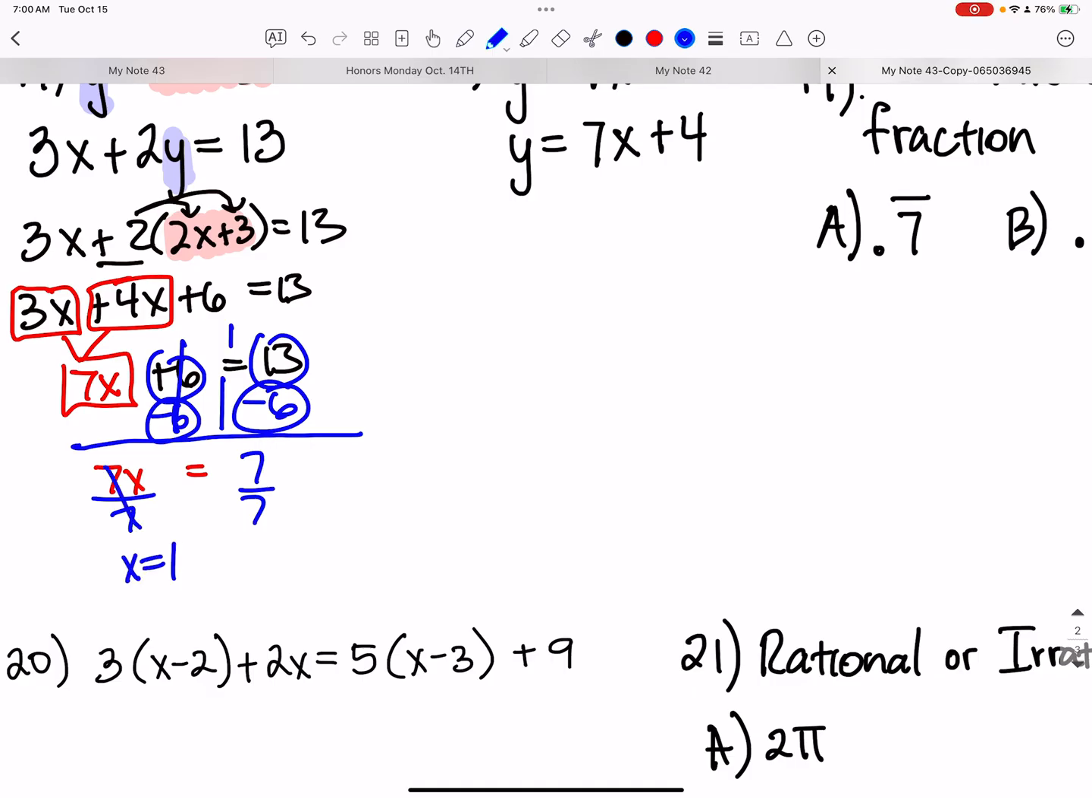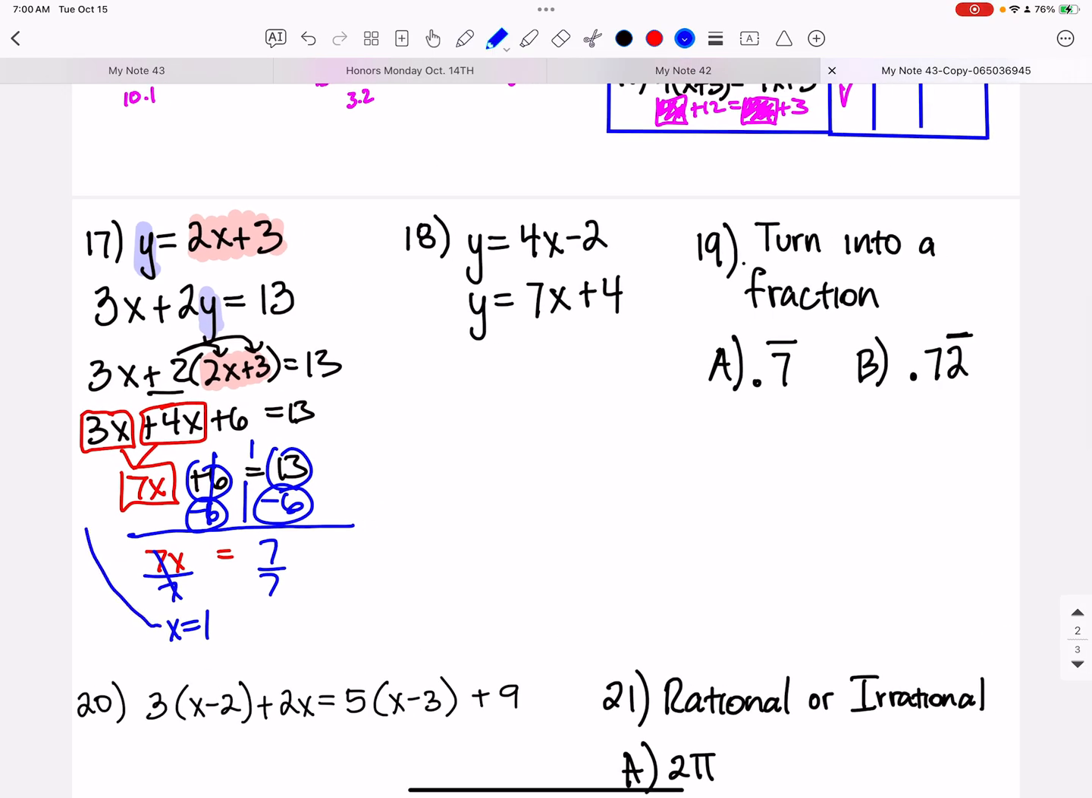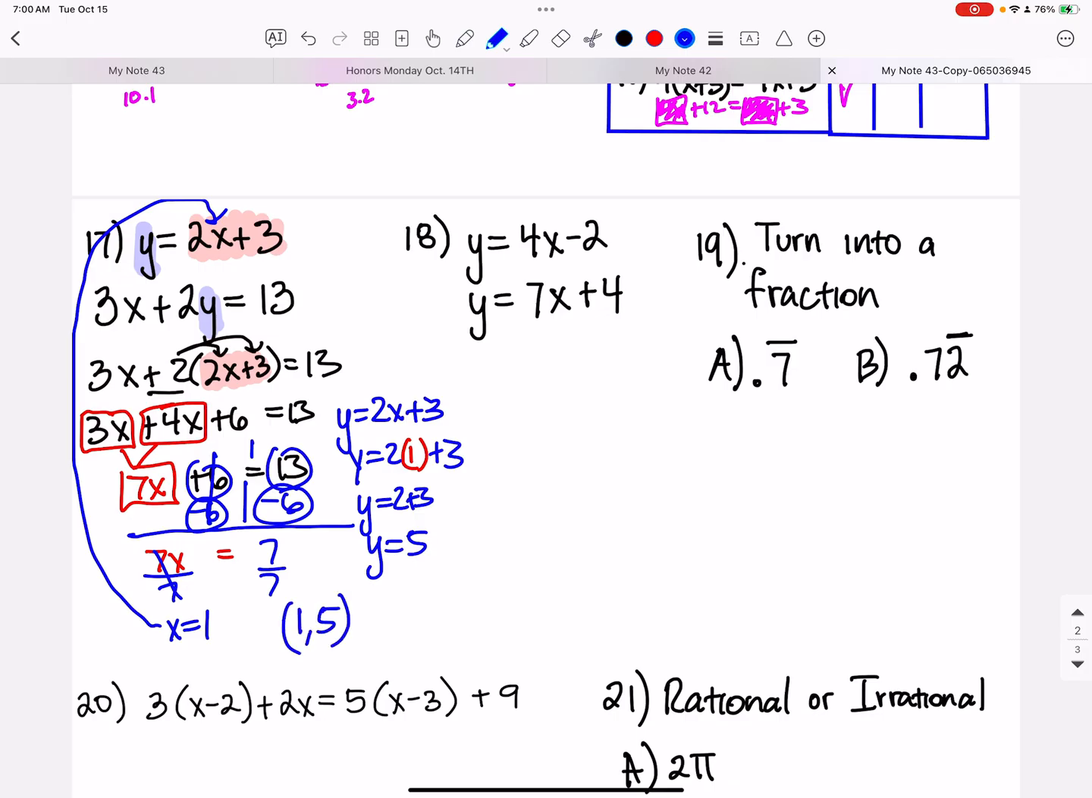X's are 1s. Okay, if x's are 1s, then we're going to go all the way back to the beginning and say y equals 2x plus 3. But x's are 1, so y equals 2 times 1 plus 3. Y equals 2 plus 3. Y equals 5. So the point is 1, 5. Okay.